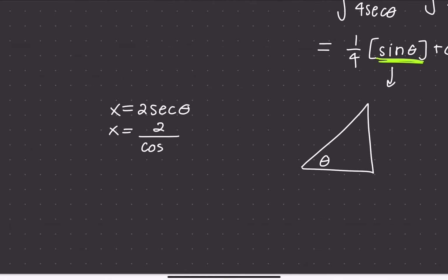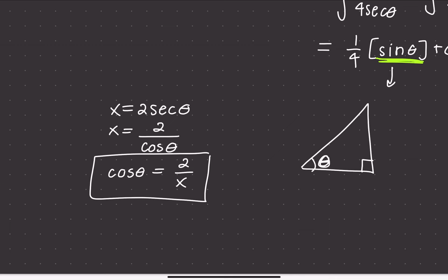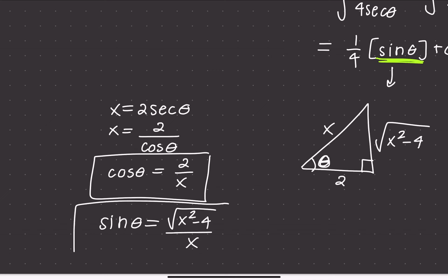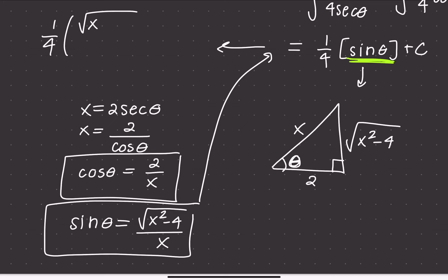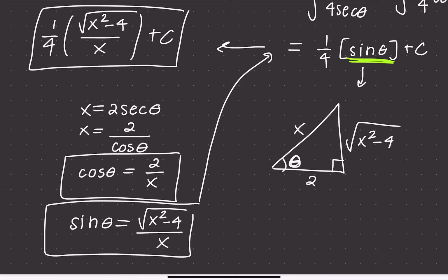So if we assign this angle as theta, then we know that cosine of this angle is adjacent over hypotenuse, which would be 2 and x, meaning that this side would be the square root of x squared minus 4. Therefore, sine theta would be opposite over hypotenuse, which would be the square root of x squared minus 4 over x. Knowing this, we can plug sine back into this equation, giving us 1/4 times the square root of x squared minus 4 over x plus c as the answer to our integral.